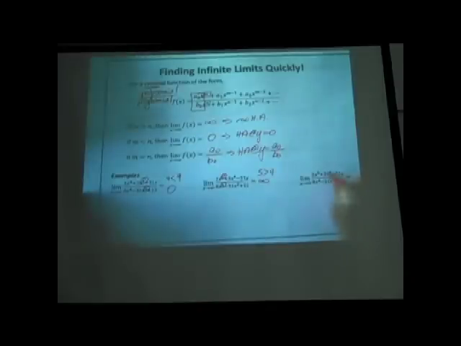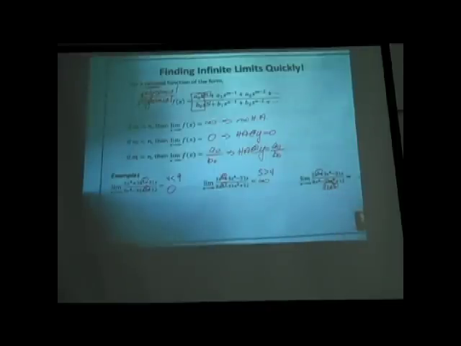Last one, limit as x approaches infinity, 2x to the 5th plus 3x to the 4th minus 31x, degree 5, over 8x to the 4th minus 31, oh, I meant for that not to be x to the 9th. I want that to be 31x to the 5th. So 8x to the 4th minus 31x to the 5th plus 12. Degree 5 in the denominator.